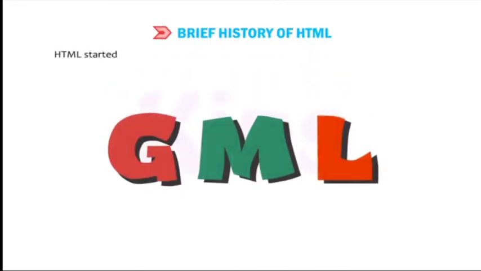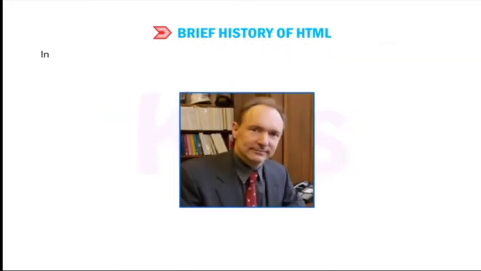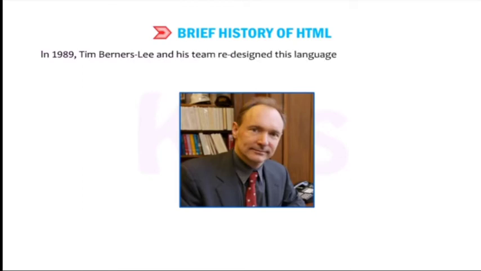Okay, now let us talk about a brief history of HTML. HTML started its journey in the early 1980s with GML, Journal Markup Language. In 1986, this language was modified and standardized and was named SGML, Standard General Markup Language. In 1989, Tim Berners-Lee and his team redesigned this language and named it HTML.